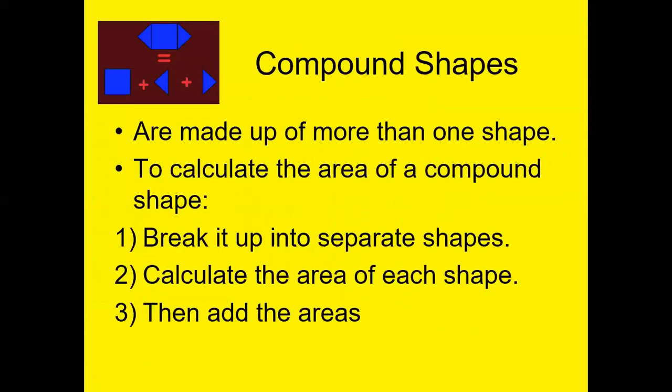Okay, compound shapes. Compound shapes are made up of more than one shape. To calculate the area of a compound shape, 1, break it up into separate shapes. 2, calculate the area of each shape. 3, then add the areas. So I'll repeat the steps again. Break it up into separate shapes, calculate the area of each shape, then add the areas.